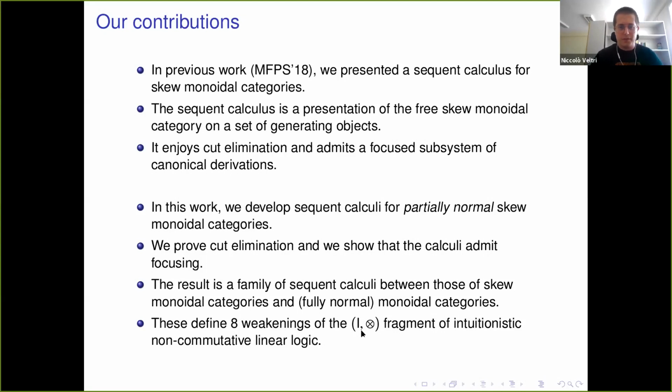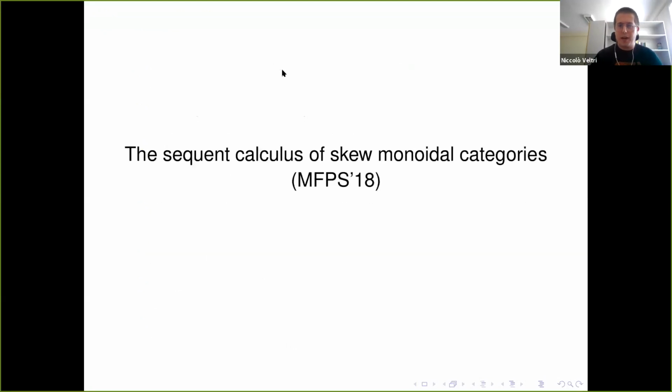Okay, so the talk will be basically split into two parts. So first, let me recap what was done a couple of years ago. So what is the sequent calculus of skew monoidal categories? And in the second part of the talk, I will start talking about partially normal skew monoidal categories.